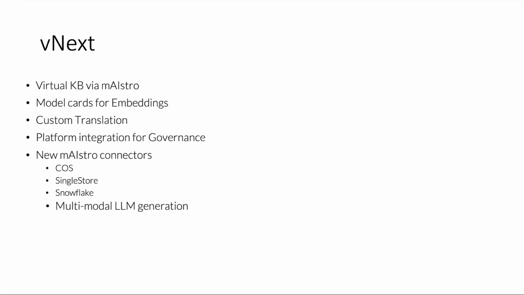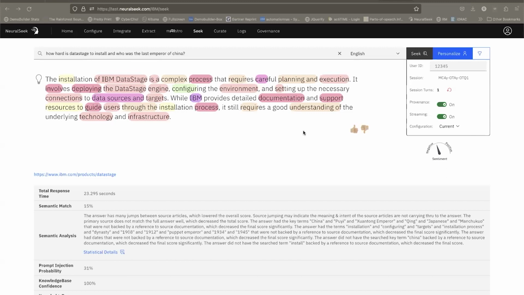All right. I'm going to take a break from the slide deck. We'll get into V next after I go through some of the demos. Hopefully everyone can see my screen. I've got NeuralSeek up here in a test environment. And the first thing we're going to look at is remove hallucination.